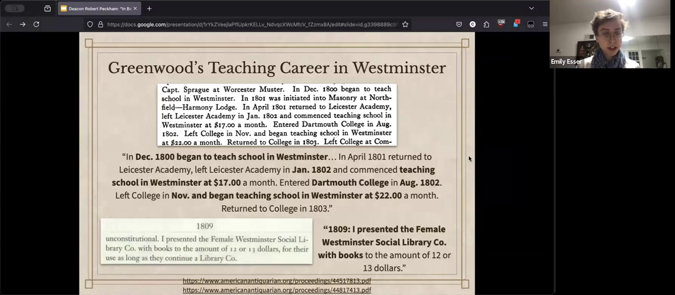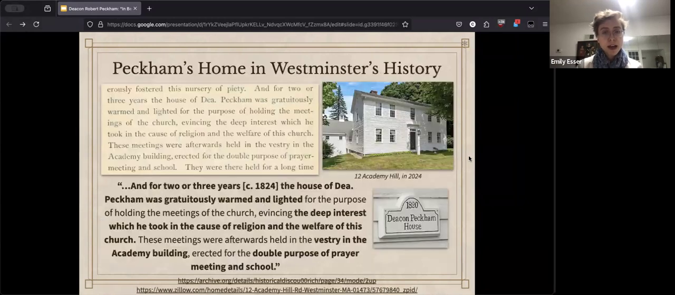Here's more about him teaching. Notably, he presented books to the Female Westminster Social Library Company in 1809. Remember that thing about the females of Westminster, that will come back. Here's his home in Westminster's history.